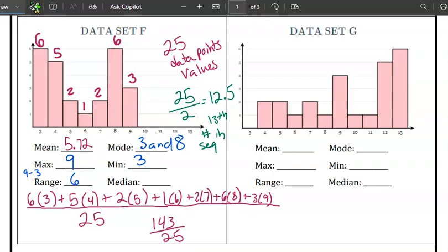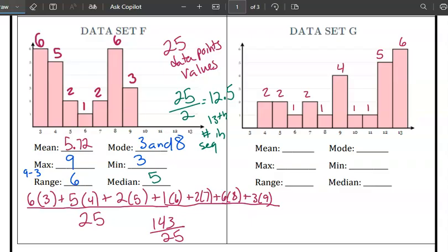So here's 6, 11, 12, 13. The 13th number would be a 5. So the median is 5. Pause the video and go ahead and label the frequencies for each bar in this histogram for dataset G. Are these the values that you got?